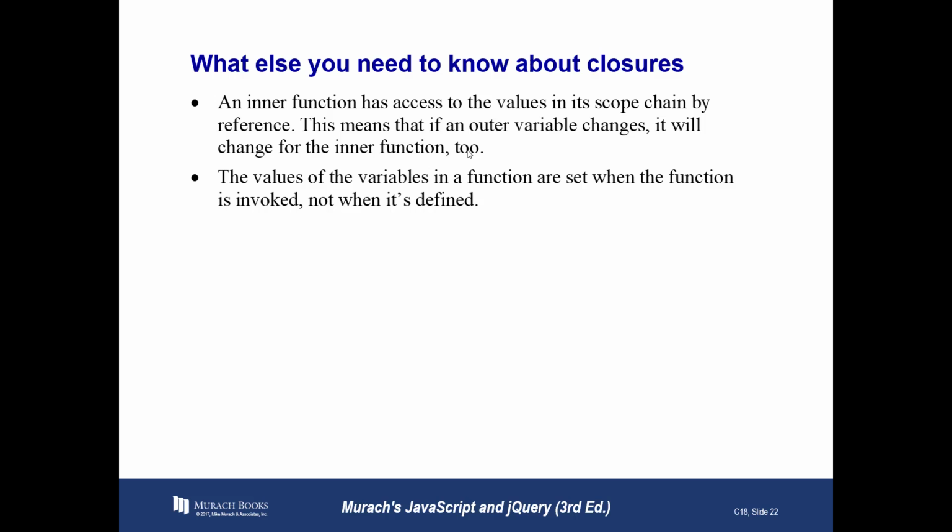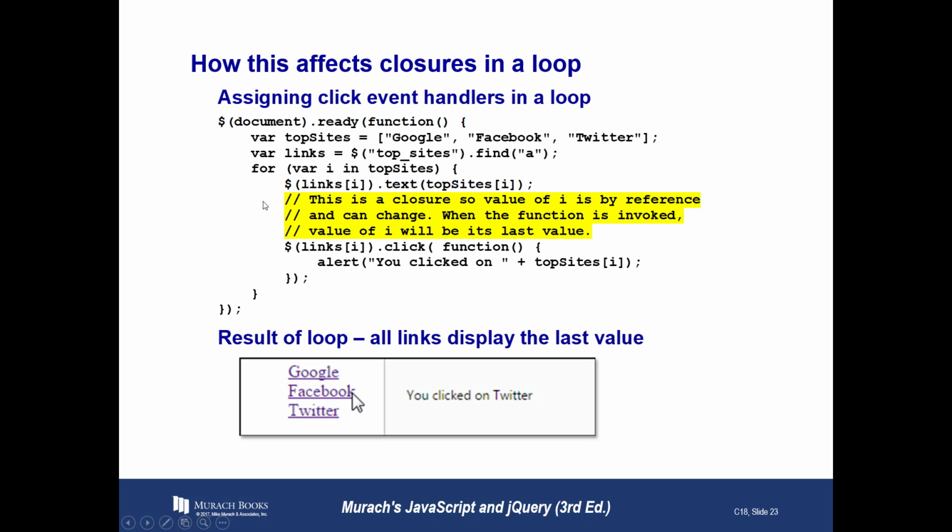You can see, kind of like I just did, they're kind of mixing these together. An inner function has access to the values in its scope chain by reference. That means if the outer variable changes, it changes in the inner function too. The values of the variables in the function are set when the function is invoked, not when it's defined. So you get the latest and greatest.